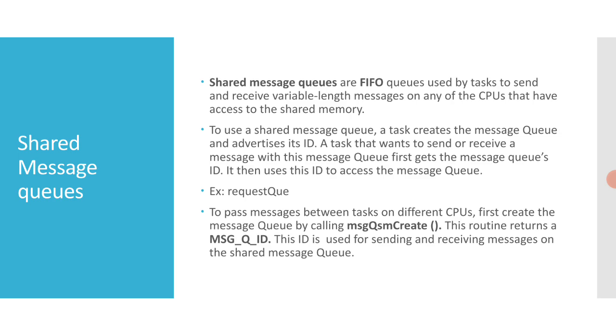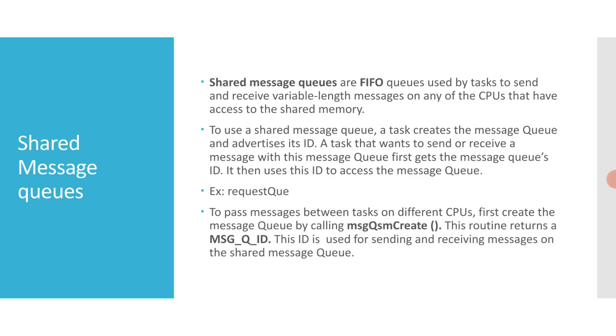For example, consider a typical server client scenario where a server task T1 on CPU 1 reads requests from one message queue and replies to these requests with a different message queue. Task T1 creates the request queue and advertises its ID by adding it to the name database, assigning the name request queue.